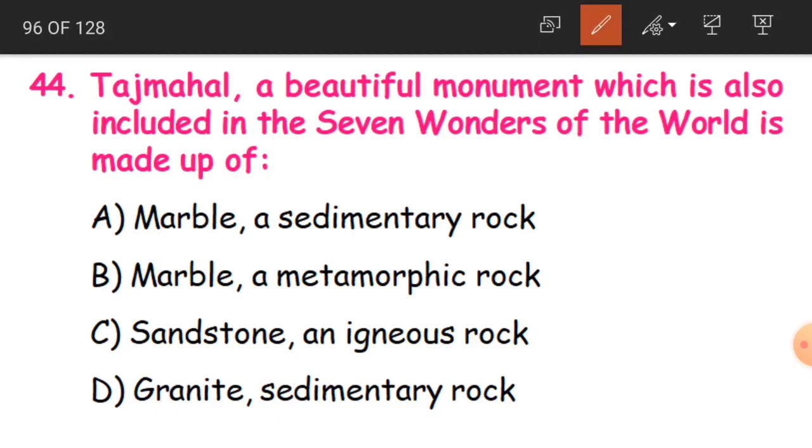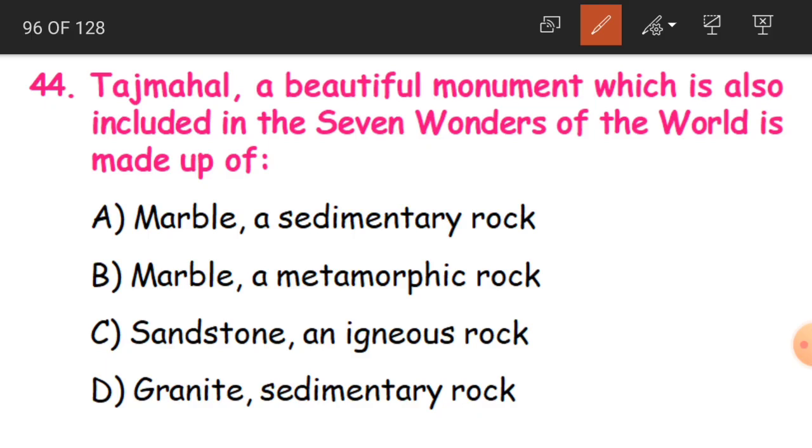44th question. Taj Mahal, a beautiful monument which is also included in the 7 wonders of the world, is made up of. Everybody might have known about Taj Mahal, no? And some might have visited this very beautiful monument which is in Agra on the bank of river Yamuna. So this monument is one of the 7 wonders of the world. And this beautiful monument is made up of what?